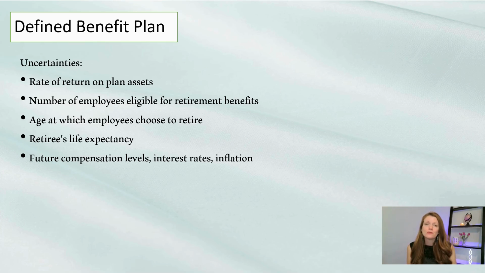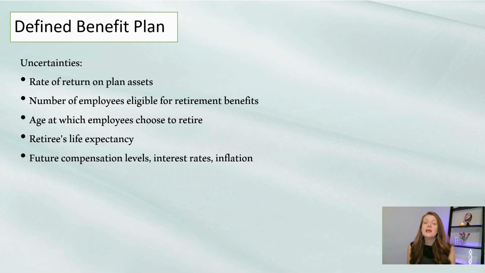So one is the rate of return on the plan assets. When I say plan assets, this is really important. We want to understand what this is. A plan asset is the money that the company is setting aside to be able to pay their employees when they retire. So they put the money into an investment account and earn a return on that. We don't know exactly what the return will be, so it's hard for us to really predict what it will grow into in several decades.